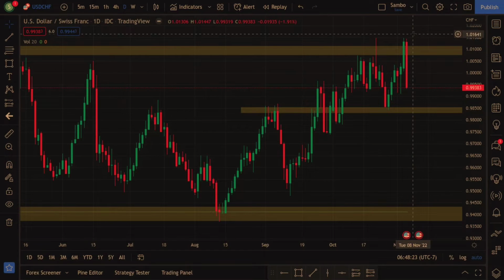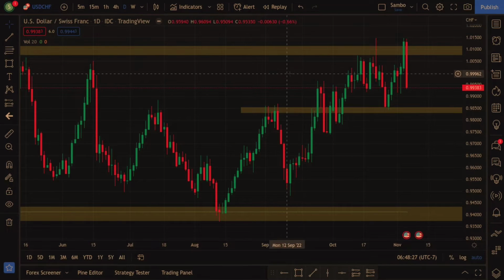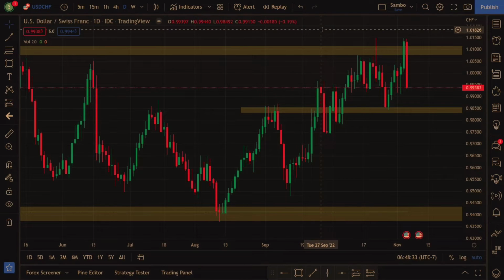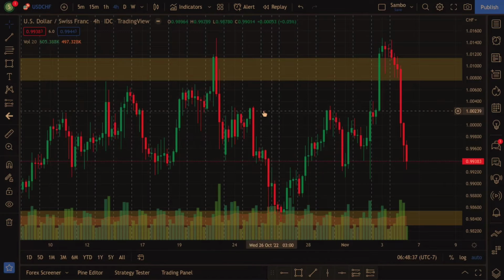And in this last day, we saw a real big red candle. This was a Friday, so the markets are closed now. So keep that in mind. It could just be some profit taking, maybe some retracement. So if we go down to the 4 hour, now we see a little bit more range bound sideways movement. Not much of a trend here.